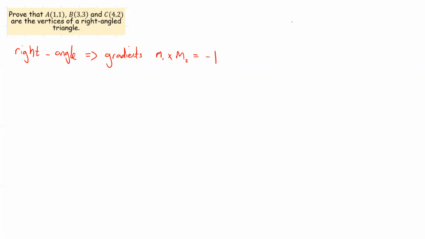So A, let's just imagine we sketch this. A is (1, 1), B is (3, 3), and C is (4, 2). It's a bit like that. So it's going to look something like that, and I'm hoping that this is the right angle. So this was A, this was B, this is C. So I'm going to have a look at AB, BC, and AC.